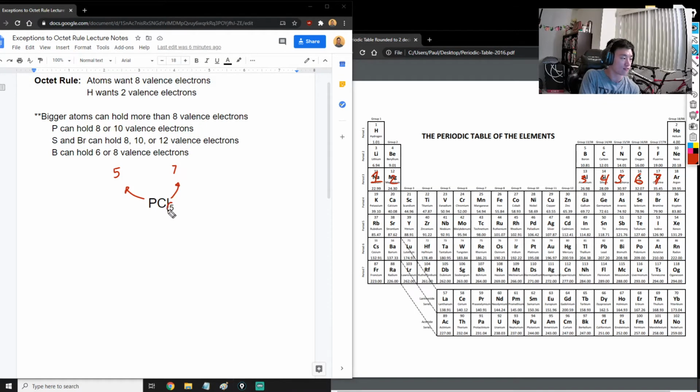But there are 5 chlorines. So that means we're going to have to multiply this by 5. That means we're going to have 35. So the Cl's all contribute 35, and phosphorus contributes 5. That gives us a grand total of 40 valence electrons in this structure. That means when we draw our picture, we need to have a total of 40 valence electrons.